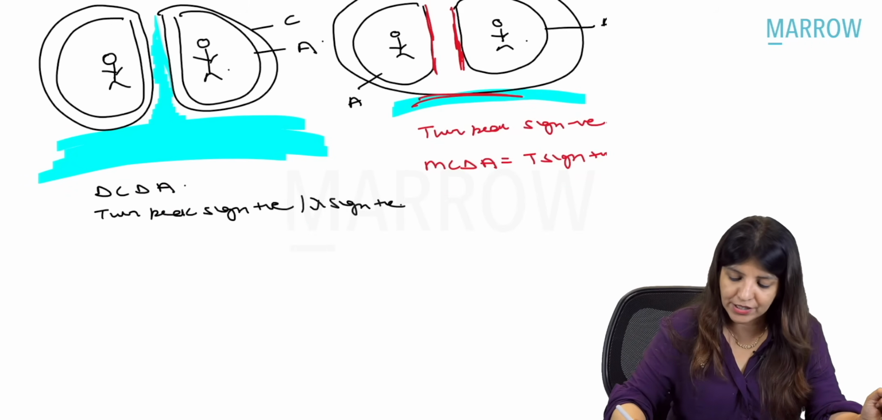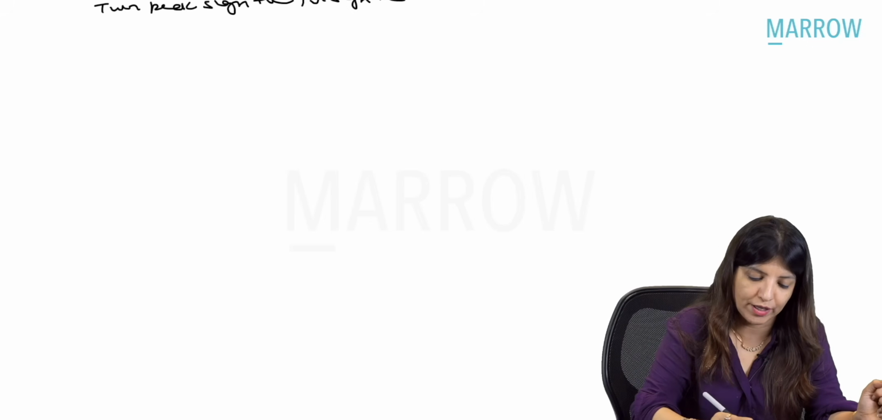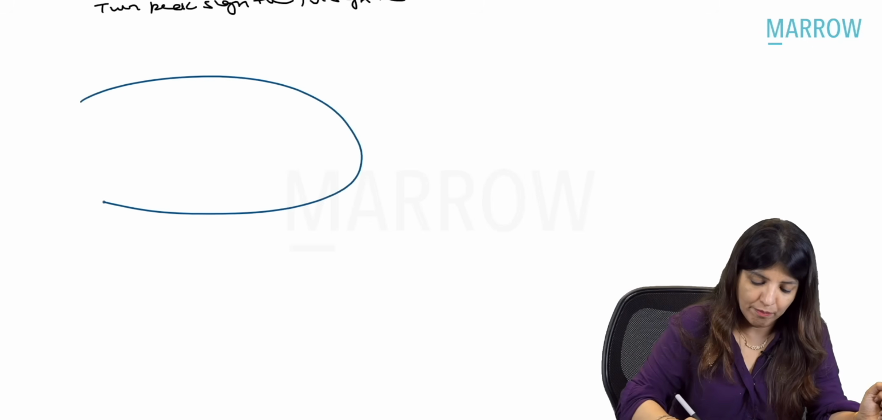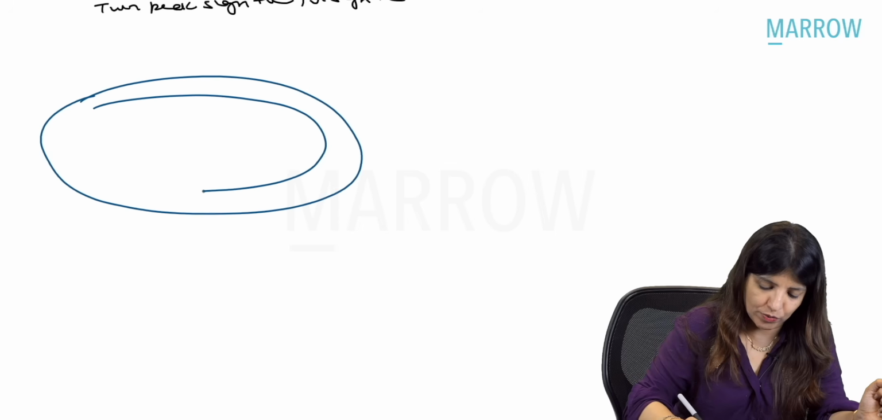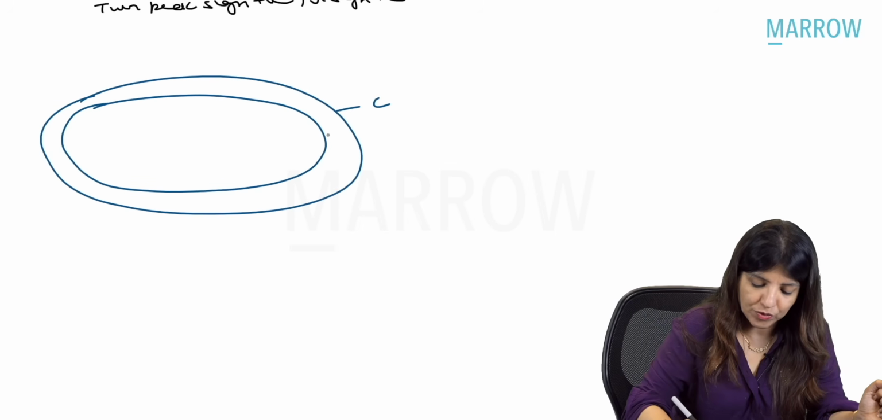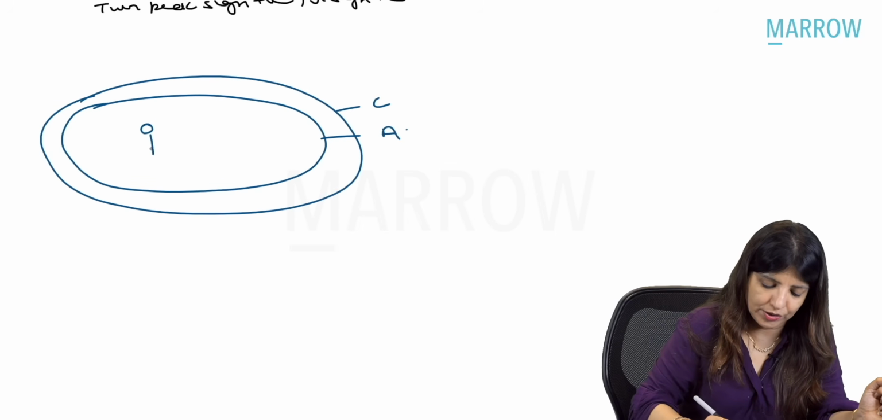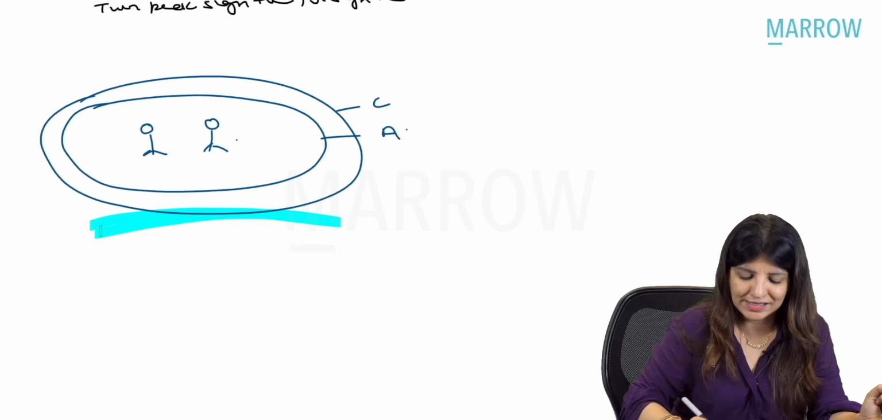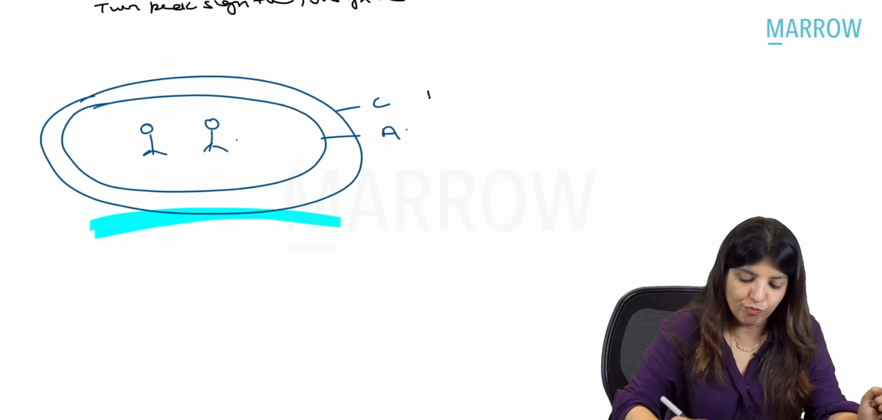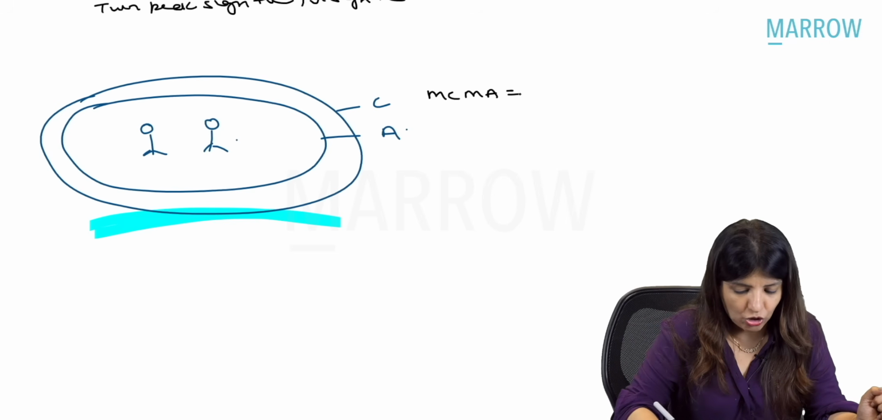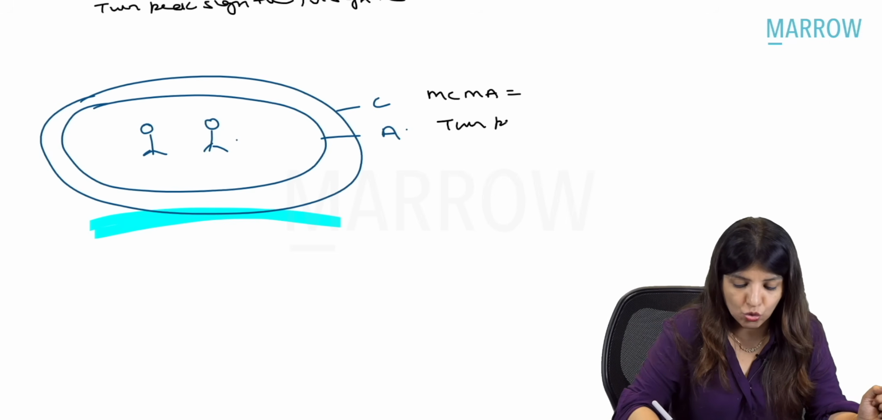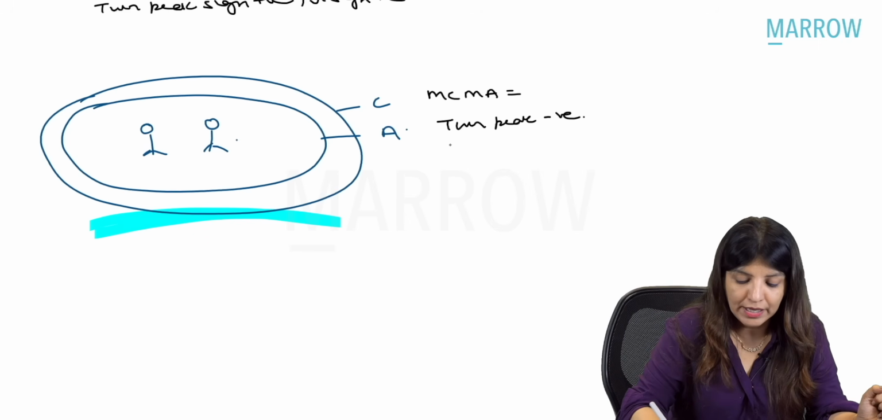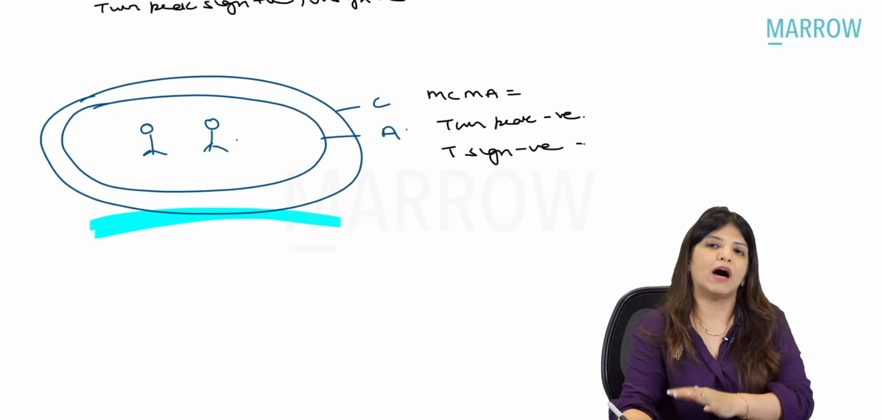On the other hand, if you have monochorionic monoamniotic twin, monochorionic monoamniotic twin is like this. This is chorion, this is amnion, this is the twin. And this over here is placenta. Now, in case of monochorionic monoamniotic twin, neither is twin peak sign positive, neither is T sign positive. Both of them are negative.